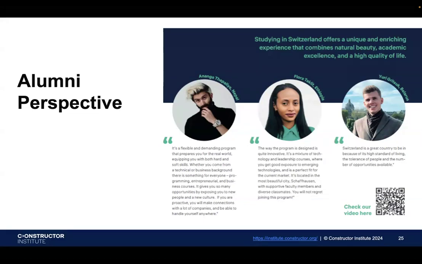just to give you a little bit more, again, alumni perspective on the program and Switzerland. And what comes out really is the innovativeness of the program, the flexibility of the program, and the possibility of really learning and progressing. So I believe we're out of time here.